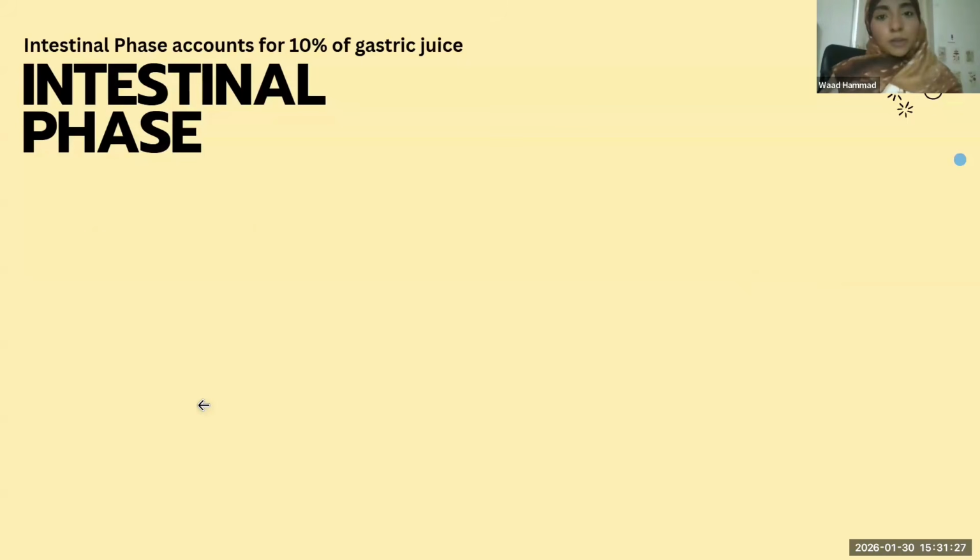And the reason for this is because the intestinal phase is not meant to be there for secretion of gastric juice. Actually, it's kind of the opposite. We want it to be inhibitory. We do not want that much gastric juice anymore, okay?